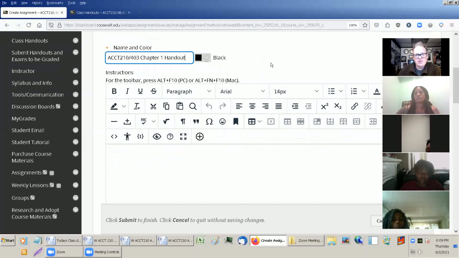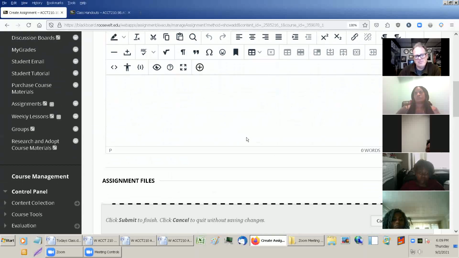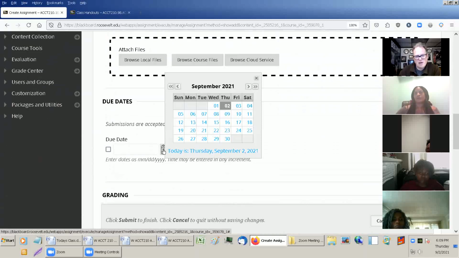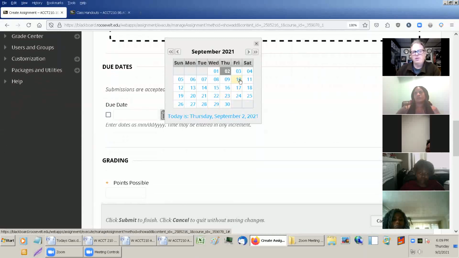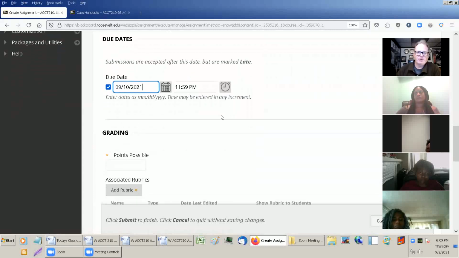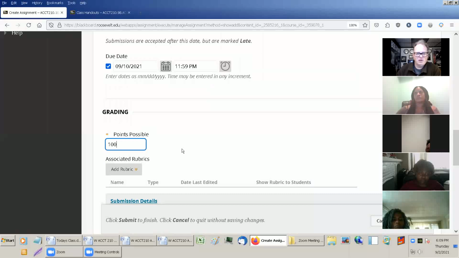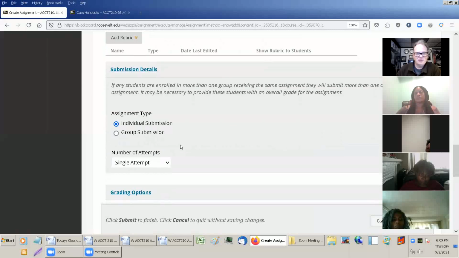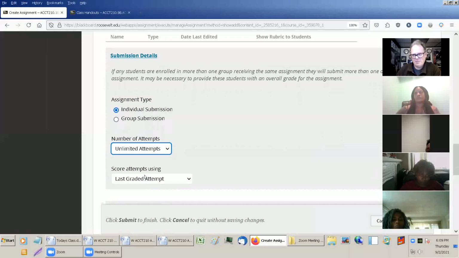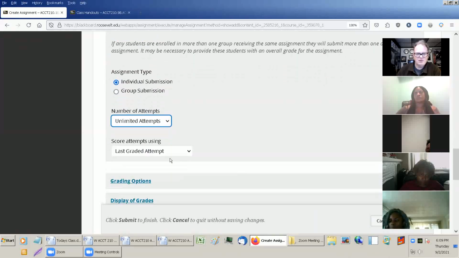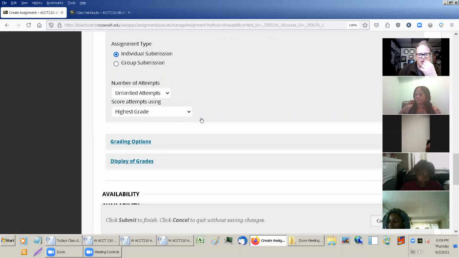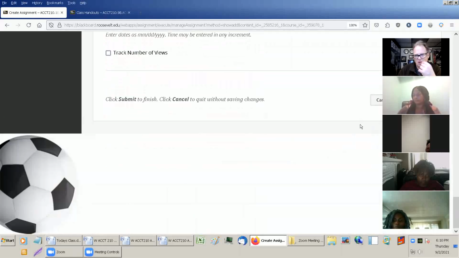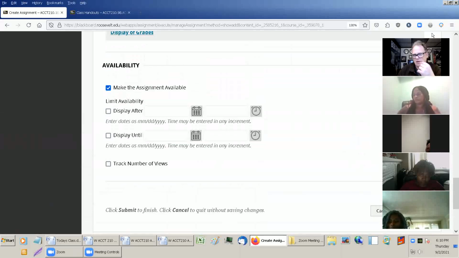Okay, so I'm setting this up as an assignment. I'm going to make the due date next Friday. If we don't get done with it today, I'll back that up. But usually I give about a week for people to turn it in. Grading, 100%. Submission details, and this is important: you have unlimited attempts to turn this in, and the highest grade will be accepted. And this will get into how we turn in the assignments in a second here.